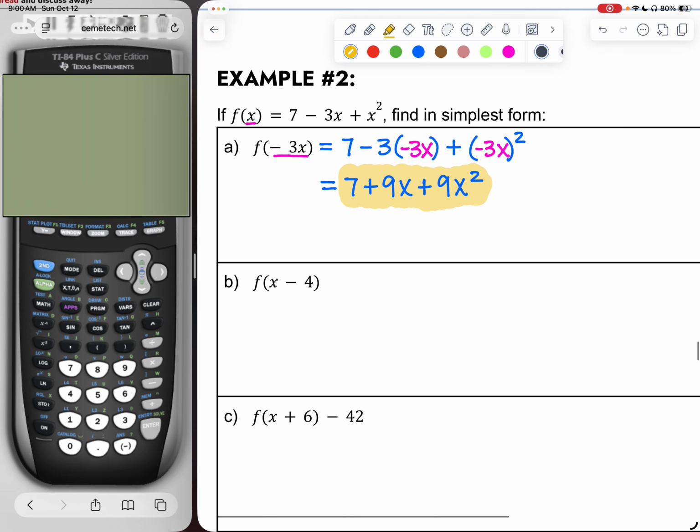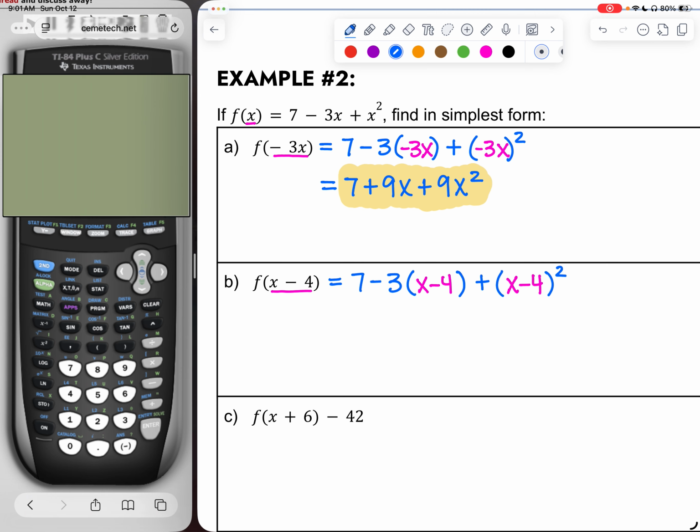Okay. So now let's look at B. Same thing. What we want to do is rewrite this, but put parentheses before you plug in. So that's 7 minus 3 times something, plus take that, whatever you're plugging in, and then you square it. So what are we plugging in? It says that x becomes x minus 4. So I'm going to replace these with all x minus 4s.